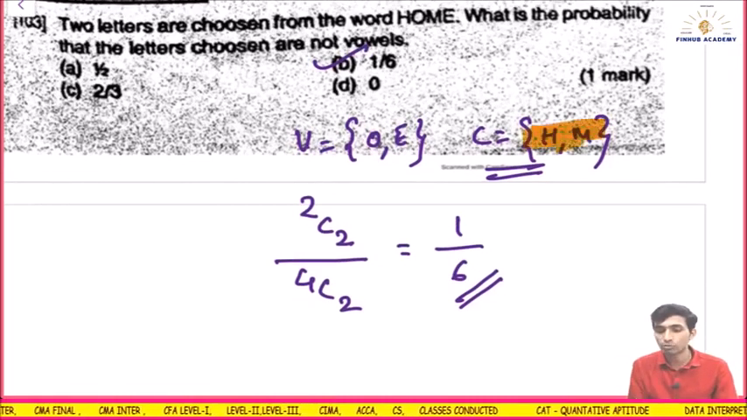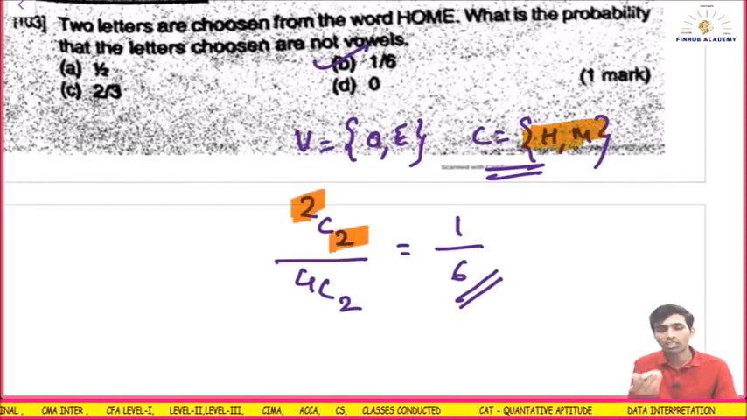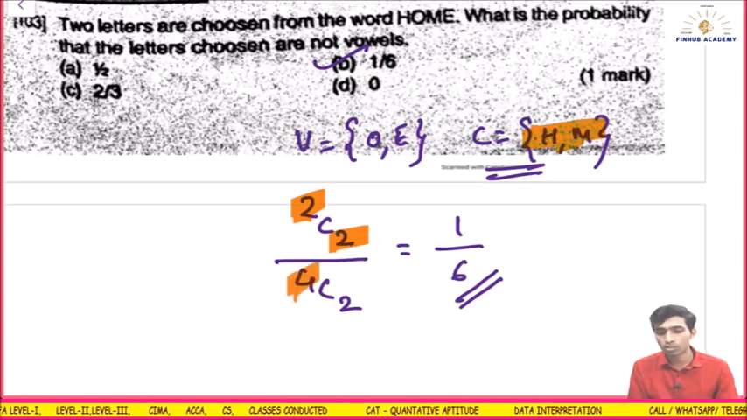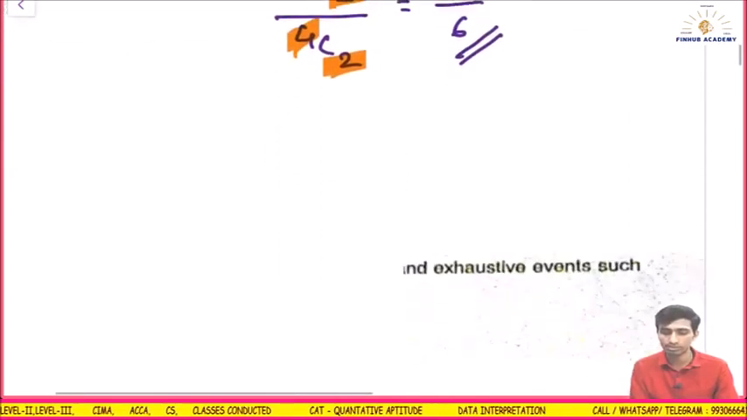How many consonants do I have? 2. So out of 2, I am selecting 2 only consonants, not vowels, which means I want to choose consonants. Total is 4. 4C2. Out of 4 I am choosing 2.